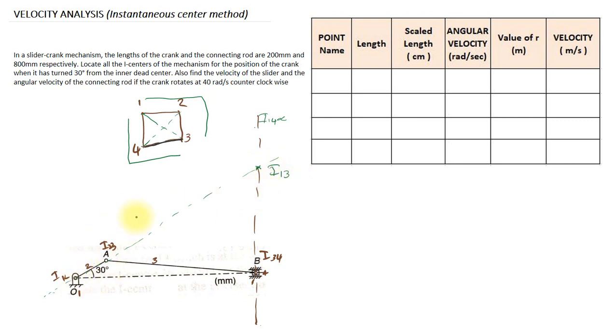Next we have to mark the next instantaneous center, that is 2 4. This is I12, located over here, and next I14. I14 is located at infinity, so you can draw a line over here which will be at infinity.